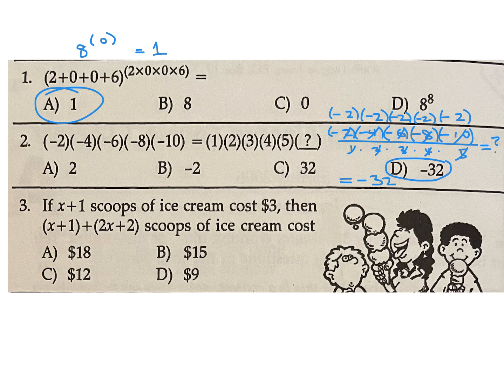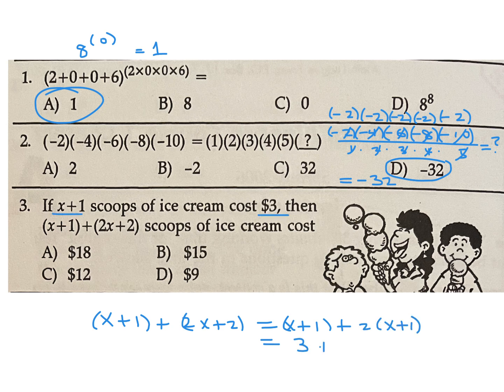If x plus 1 scoops of ice cream costs $3, then x plus 1 plus 2x plus 2 scoops of ice cream costs. Okay, so x plus 1, and then we have 2x plus 2. So that's really just x plus 1 and then plus 2 times x plus 1. So they're saying that this is $3. So this is $3, and that's 2 times $3. So that's 3 plus 6, and therefore that is $9. And therefore, the answer to number 3 is D.